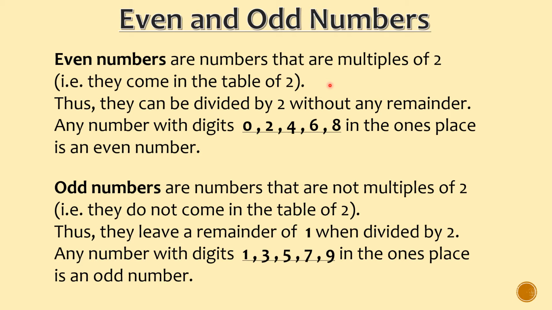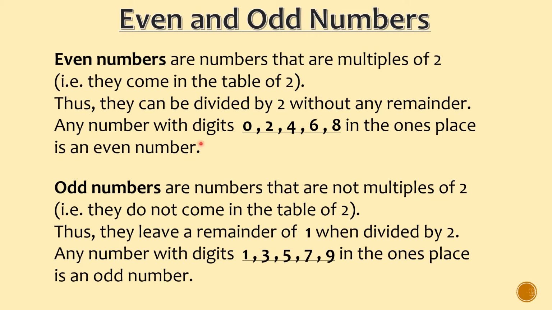Obviously, when I'm talking about even numbers, they come in the table of 2, and when they come in the table of 2, that means they will be exactly divided by 2. There will be no remainder. Okay? Because they come in the table of 2, there will be no remainder. If they are not coming in the table of 2, they would have a remainder. But even numbers always come in the table of 2. That means they will not leave any remainder.